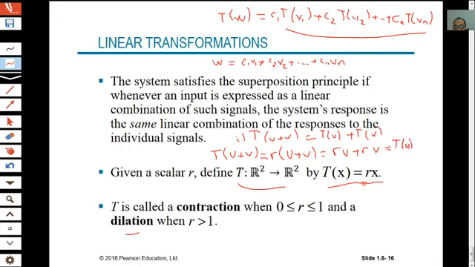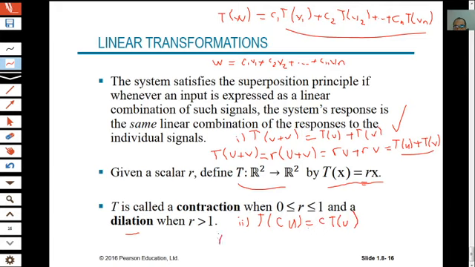And R times V is the image of V under T, actually, according to the definition, therefore we write T of V. And we obtain the right hand side of this equality, which means that the first property is satisfied. What is the second property? It says that T of C times U should be equal to C times T of U. C is a number.